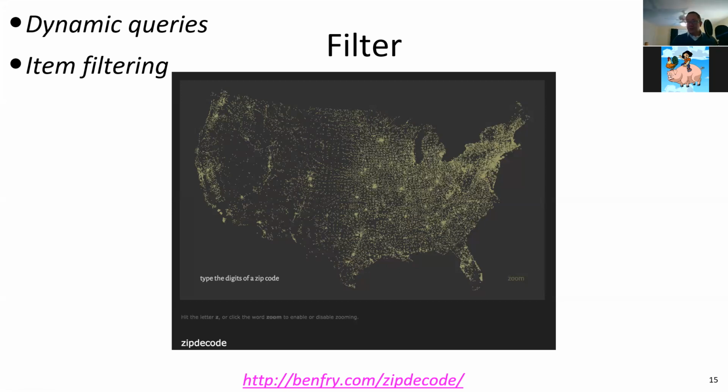Okay, so I want to just get back to this thing here. This is a dynamic query. It allows me to micro adjust how I'm looking at things and get a better sense of things. I'm also filtering items. I'm not filtering attributes. That's the third thing that we're looking at. I'm filtering items, the things that I'm viewing.